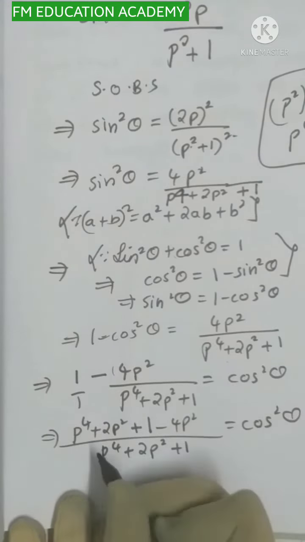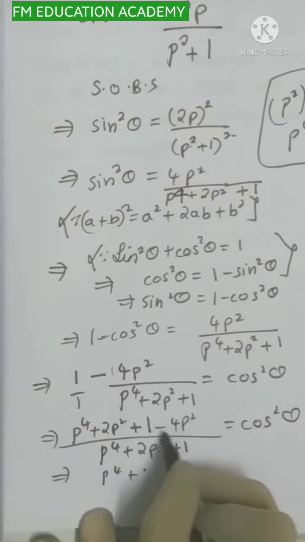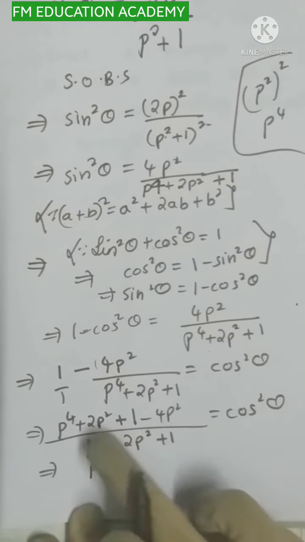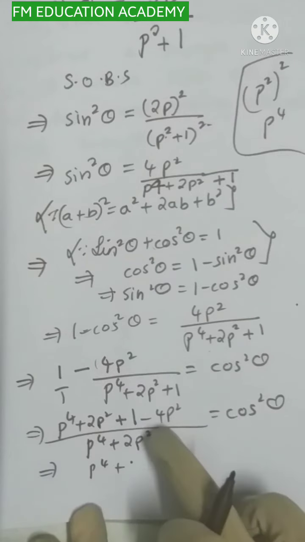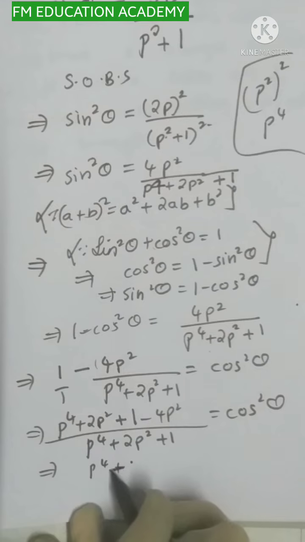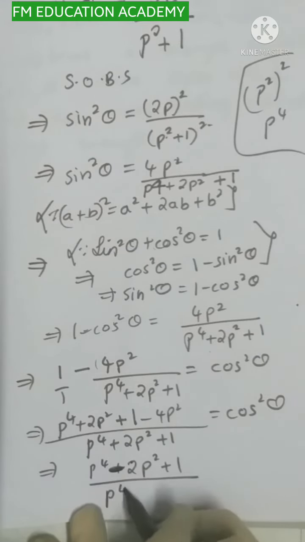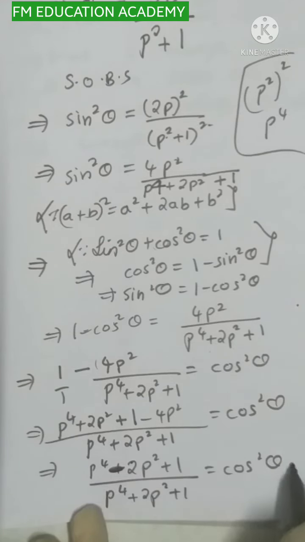So here we have p power 4 plus 2p square minus 4p square. Both are p square terms, so we can combine the coefficients. Here we have plus 2 and here minus 4. 4 minus 2 is 2, and the bigger number's sign is minus. So we have p power 4 minus 2p square plus 1 by p power 4 plus 2p square plus 1 is equal to cos square theta.